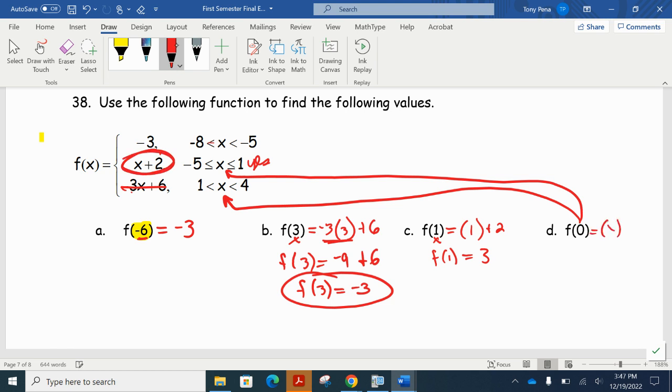So instead of x plus 2, you're going to replace that x with the x coordinate that you're told to replace it with, which is that 0. So f of 0 is 2.